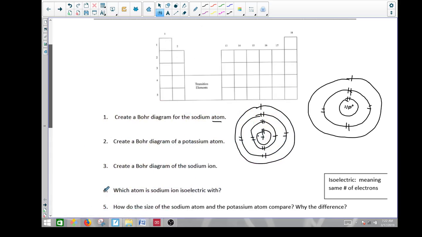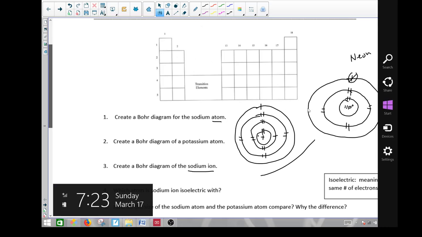All right. Now, I kind of answered this question already. The sodium ion is just this guy minus this electron, and then it's isoelectronic with the neon atom. Both of these would have 10 electrons. How does the size of the sodium atom and the potassium atom compare? Why the difference?